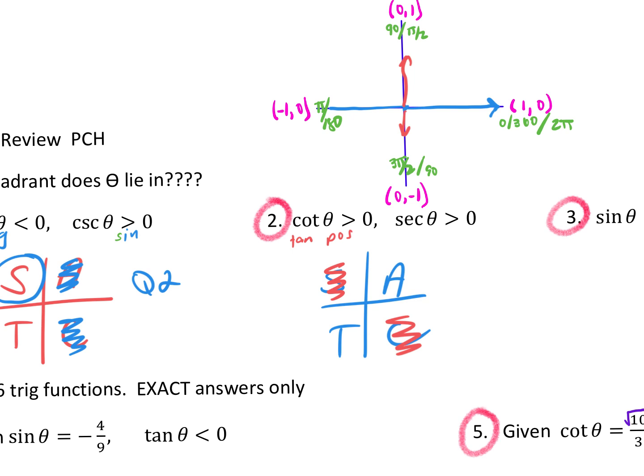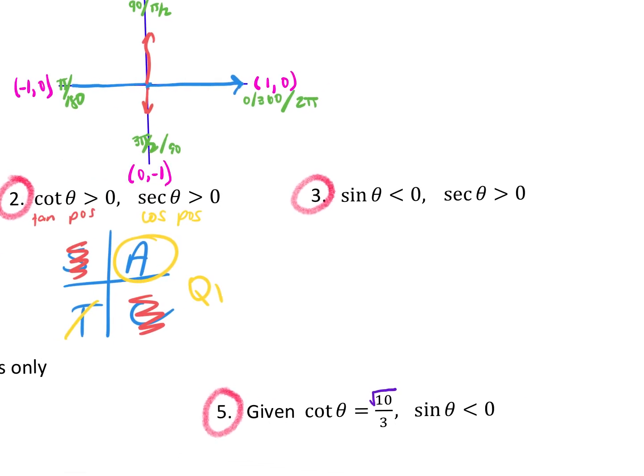So my second constraint says secant, which goes with cosine, is also positive. So with what's left over, where are both those trig functions positive? A. Yep, good. So quadrant 1. All right, next one. Good job.